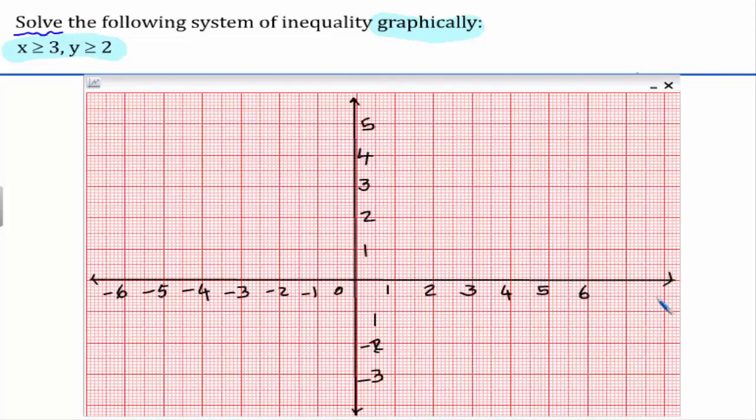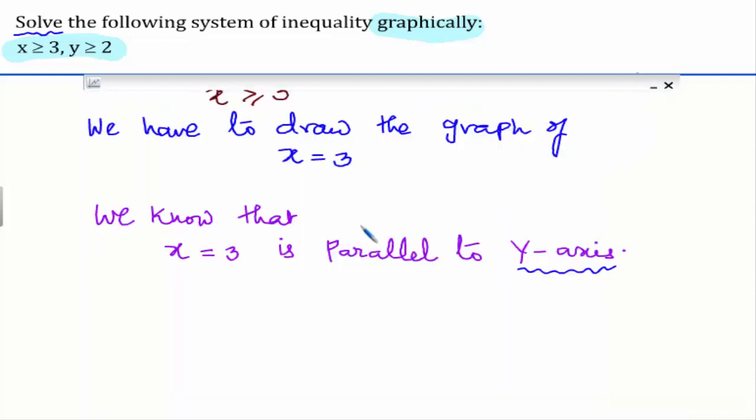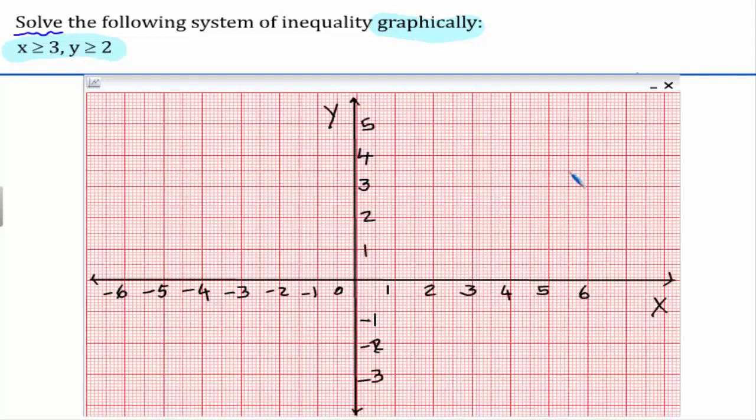Now here is the x-axis and here is y-axis, and the line which we need to draw is x is equal to 3, which is parallel to y-axis and intersects the x-axis at 3. That means here. And as this line has greater than or equal to, therefore we will draw a thick line passing through 3. Now this line is x is equal to 3.